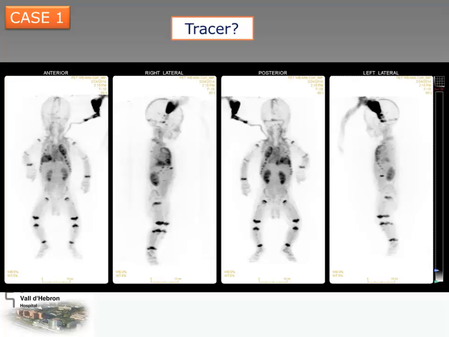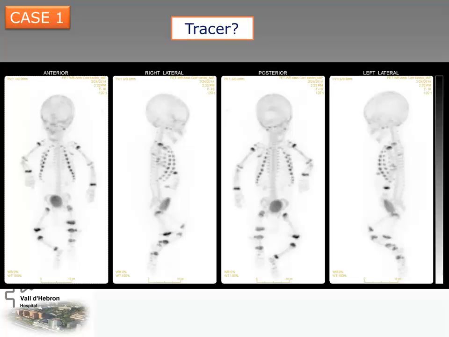What do you need now? The late images? Something abnormal? Well, the tracer is fluorine, and this is 45 minutes after the injection. There is a little movement of the left leg, yes? Because we have two left femurs.